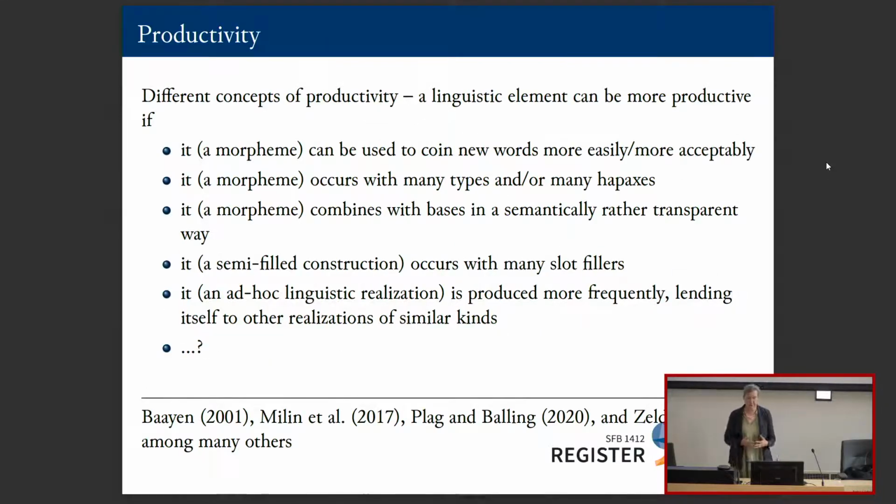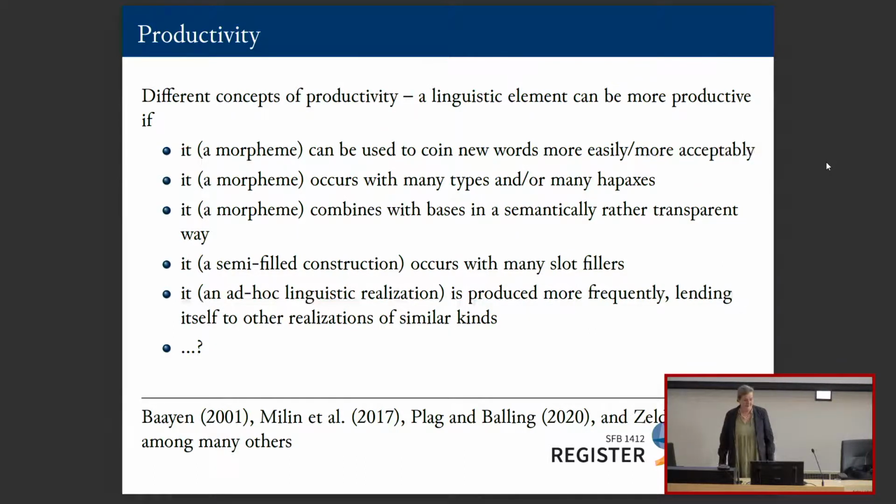Okay. If we then come back to the different concepts of productivity underlying the models, yeah, it has been said that a linguistic element can be more productive if it can be used to coin new words more easily, more acceptably, or if it occurs with many types and or many hapaxes. Hapax is a word occurring only once. The underlying idea being that if a pattern produces many rare words, from your experience, you know that you can use it also to produce new words.